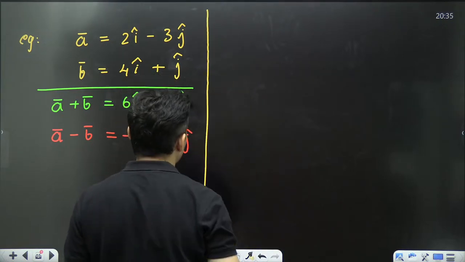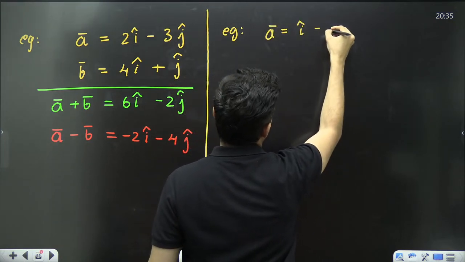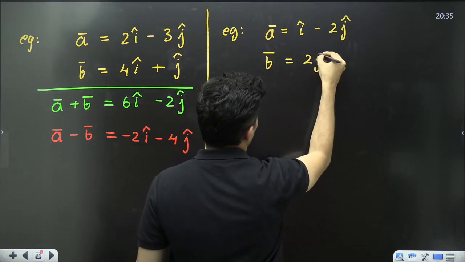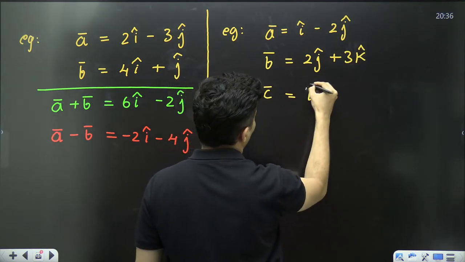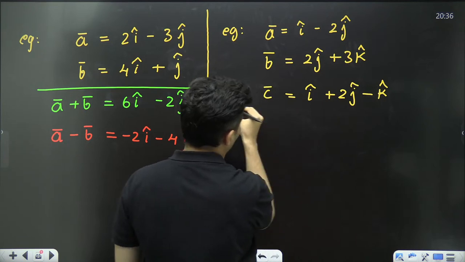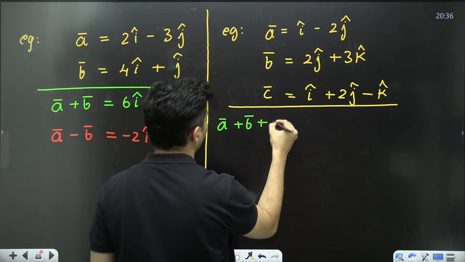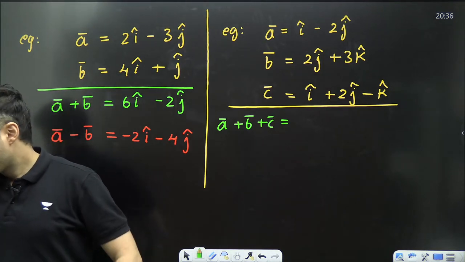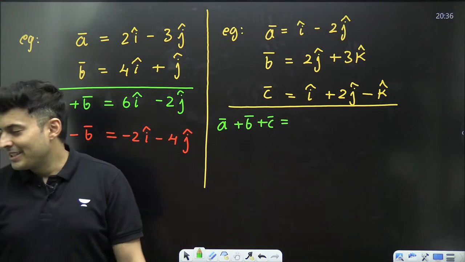Another example. Let's see if you guys can solve this. A vector is i cap minus 2 j cap. B vector is 2 j cap plus 3 k cap. C vector is i cap plus 2 j cap minus k cap. The question is, find the addition of all of them: A bar plus B bar plus C bar. Come on, my dear warriors. What is the correct answer?